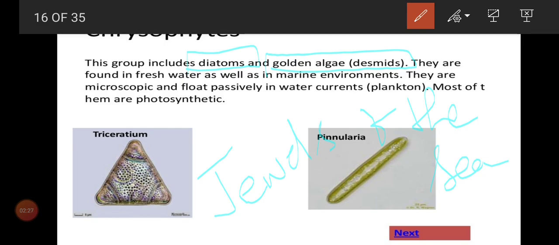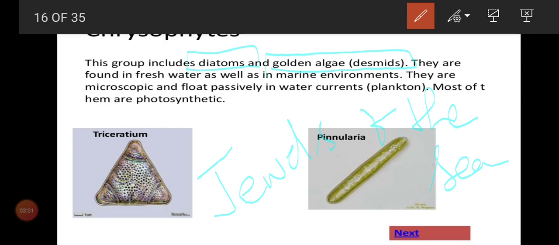We have learned in the characteristics of Protista that they will be in water only. It might be aquatic, marine or fresh water. Whatever the condition, it will be in water only. So even chrysophytes we can see in water only. What are the examples for chrysophytes? Diatom and golden algae. How can we describe chrysophytes? As jewels of the sea, because of the beautiful color.